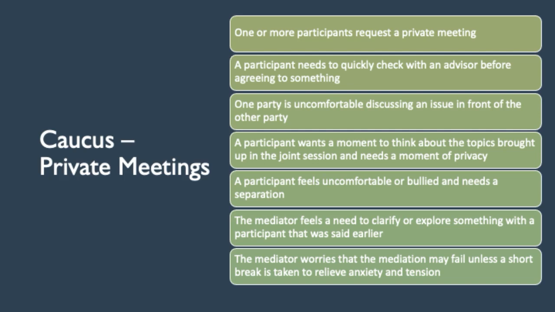The mediator feels a need to clarify or explore something with a participant that was said earlier, or the mediator worries that the mediation may fail unless a short break is taken to relieve anxiety and tension. Interestingly, private meetings are not called because the mediator feels uncomfortable by the emotionality or reactivity of the participants. Private meetings are ways that mediators serve the participants and not the other way around.